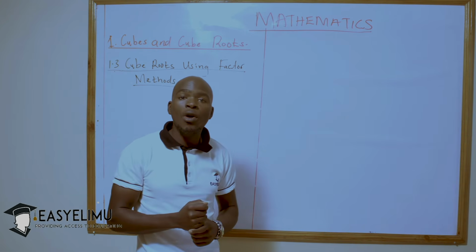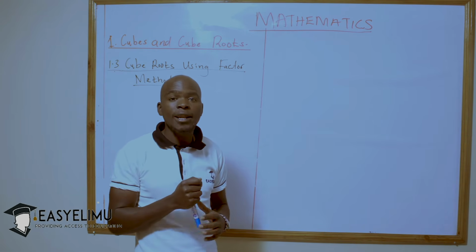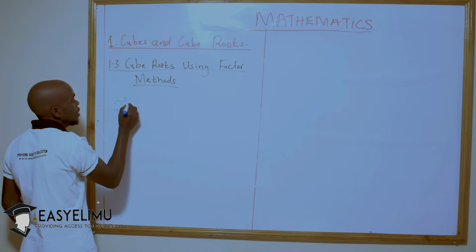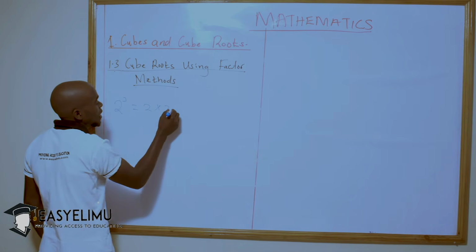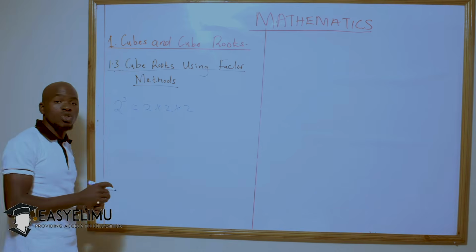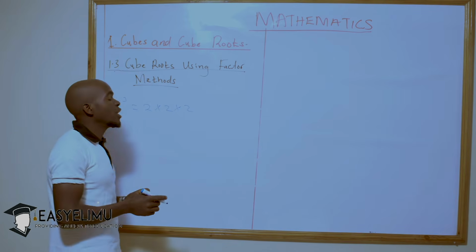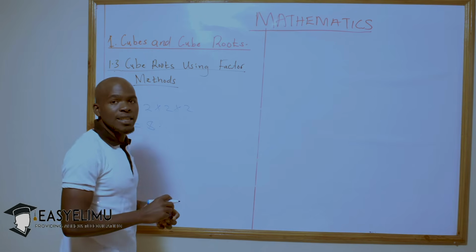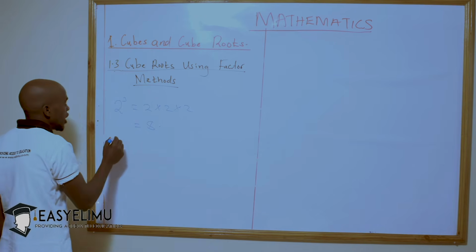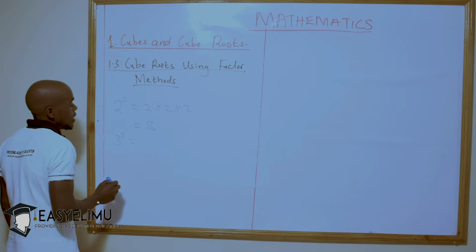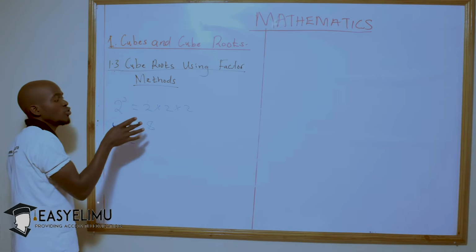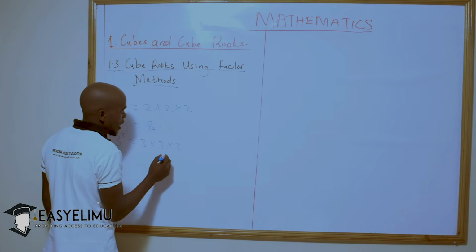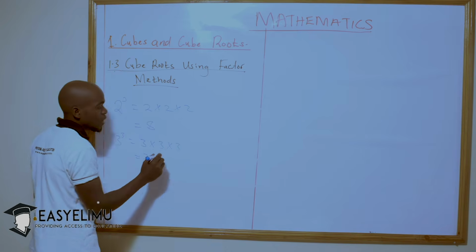Previously we have seen how we can find cubes of given numbers. For instance, we saw how we can find 2 cubed, and we say this is the same as taking 2 multiplied by 2 multiplied by 2, and this gives you a number which is equivalent to 8. The same applied to 3 cubed: using the same formula, you will find it is 3 multiplied by 3 multiplied by 3, and this gives you 27.